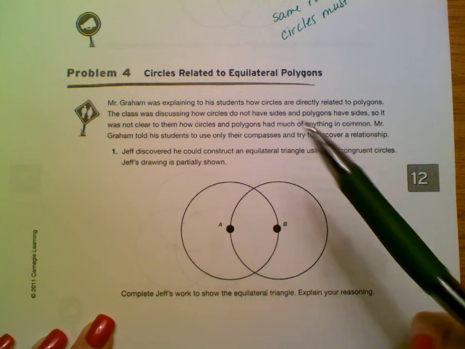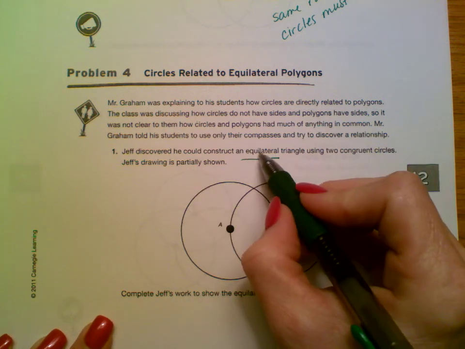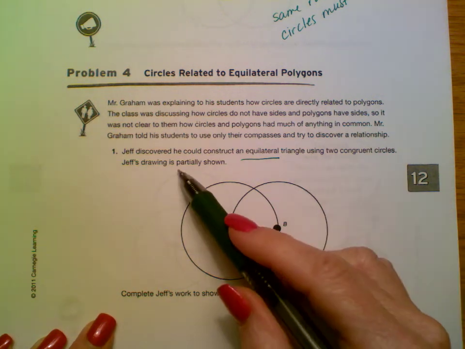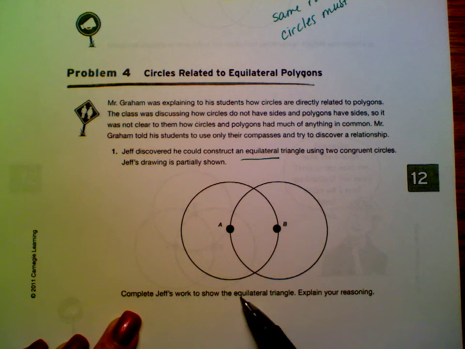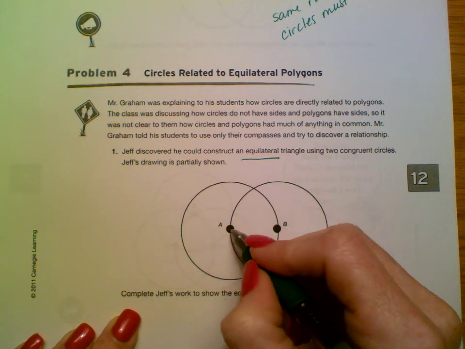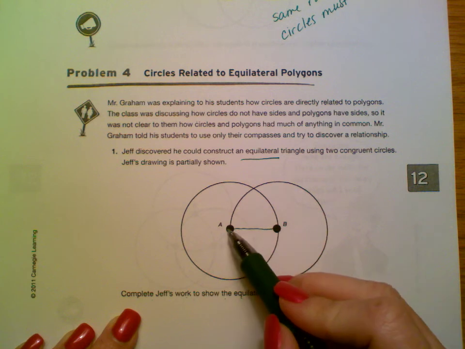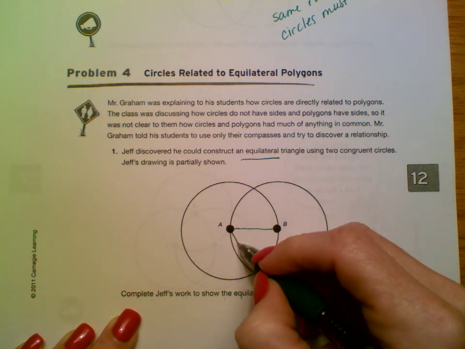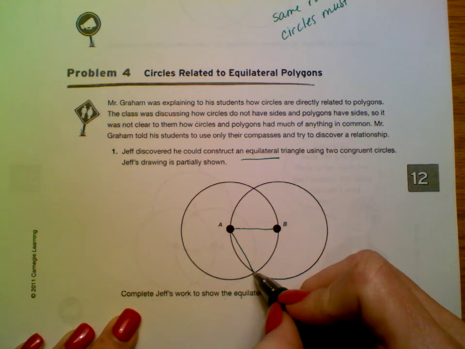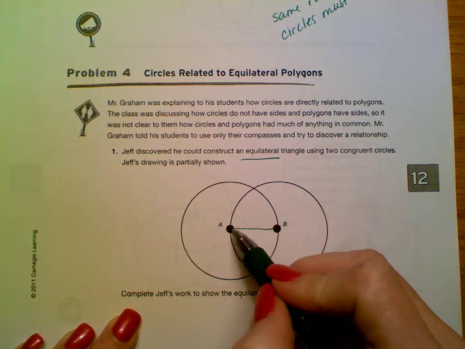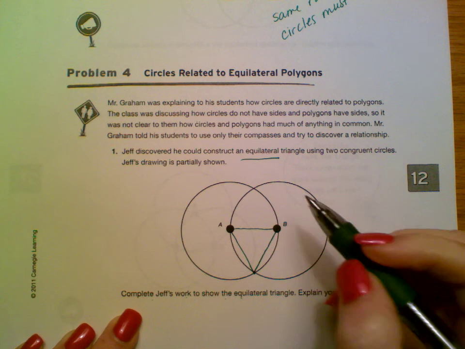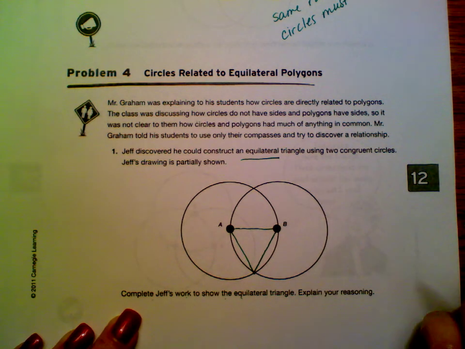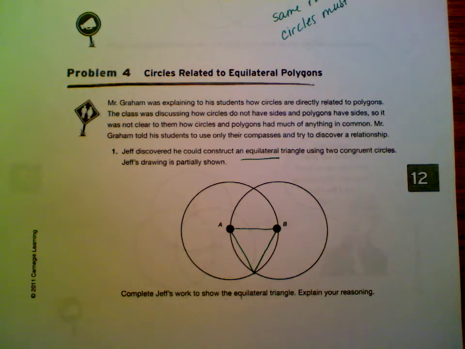Jeff discovered he can construct an equilateral, remember that's the same side lengths, triangle using two congruent circles. Here's what he drew. We want to complete Jeff's work to show the equilateral triangle. Well, I know that this is a radius of circle A, and I could go right here. That's a radius of circle A. This is a radius of circle B, and this is a radius of circle B. So all three of these side lengths are the same length. We made an equilateral triangle.